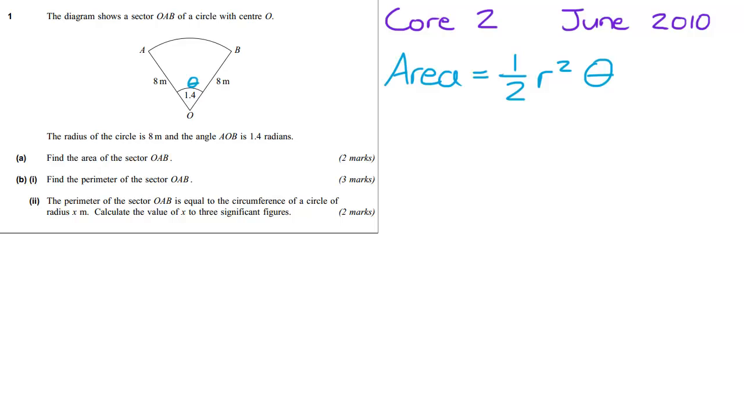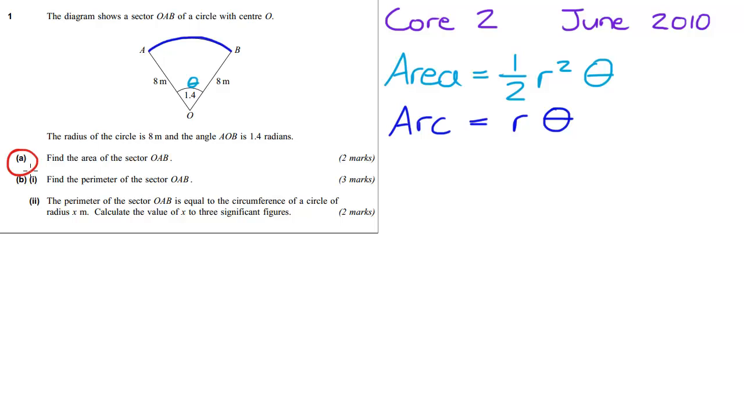And then the second one that you need, let's do it in a slightly darker blue, is going to be the length of this arc here. So let me even draw the blue line on there. So the arc, that length, is going to be equal to r, again radius, times theta. If you get these two, then every single sector question becomes so much easier to do and you don't really have to think about it anymore.